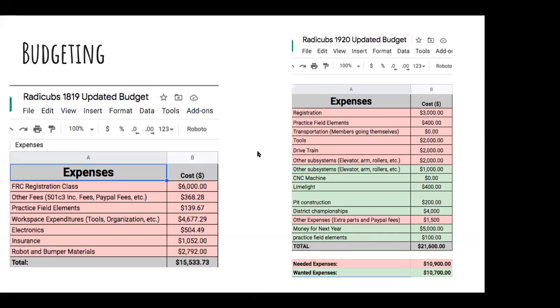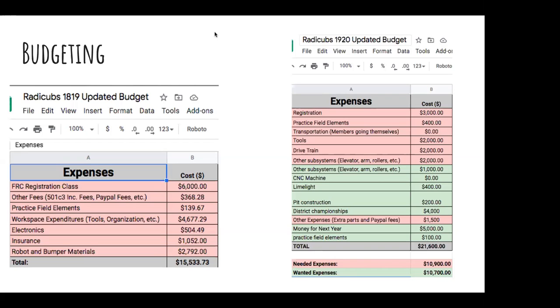Before you guys start doing anything at the beginning of the season, you want to make sure that you've budgeted everything out. So I included an image of the 2018-2019 budget and then the 2019-2020 budget, so that way you would know how much we spent approximately for certain things. Registration's kind of a fixed cost. Our first year it was 6,000 because we were rookie, but after that it's 5,000. So you just have to make sure that you know how much certain things cost.